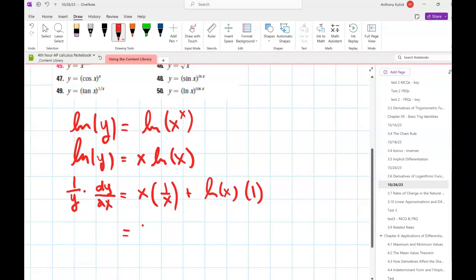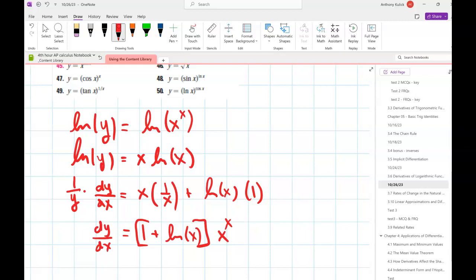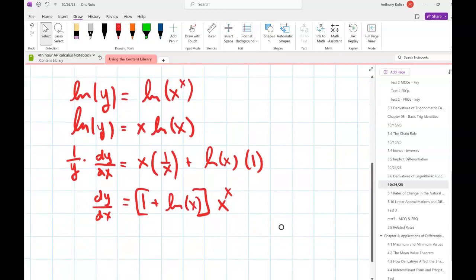So if I reduce things, I have 1 plus natural log x. And then I'll multiply both sides by y, which is x to the x. And that should be an acceptable answer.